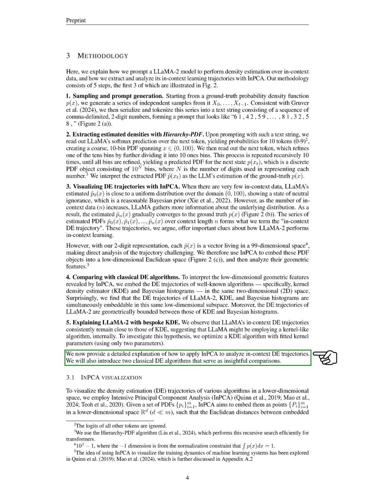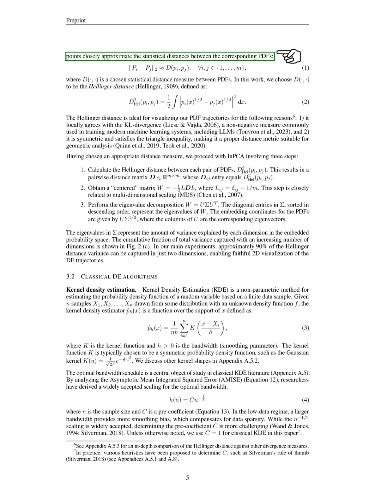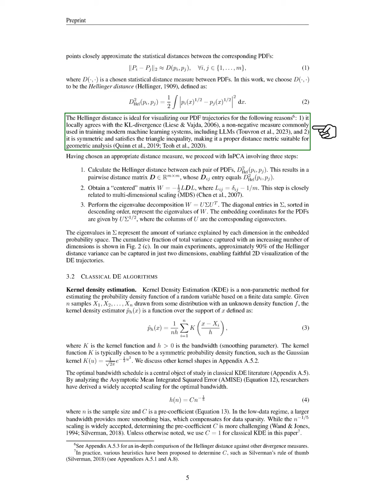Section: InPCA Visualization. In this section, we visualize the density estimation trajectories of various algorithms using intensive principal component analysis, or InPCA. We start with a set of probability density functions, PDFs, and aim to represent them as points in a lower dimensional space, where the distances between these points reflect the statistical distances between the PDFs. For this, we use the Hellinger distance, which is suitable for our needs because it aligns well with the KL divergence and meets the criteria of being symmetric and satisfying the triangle inequality.